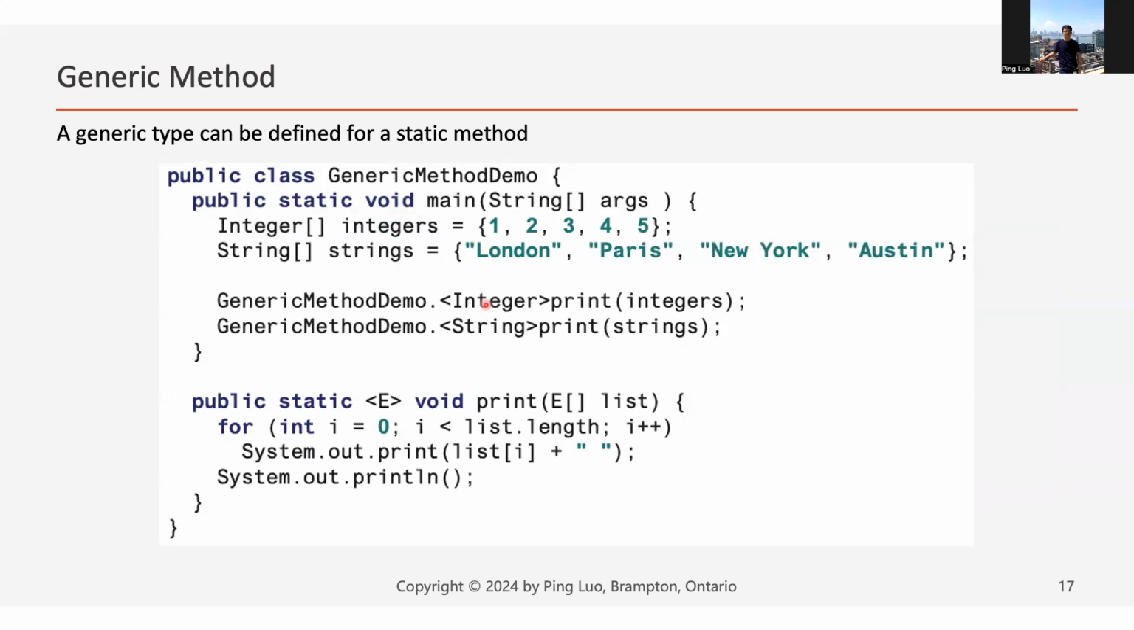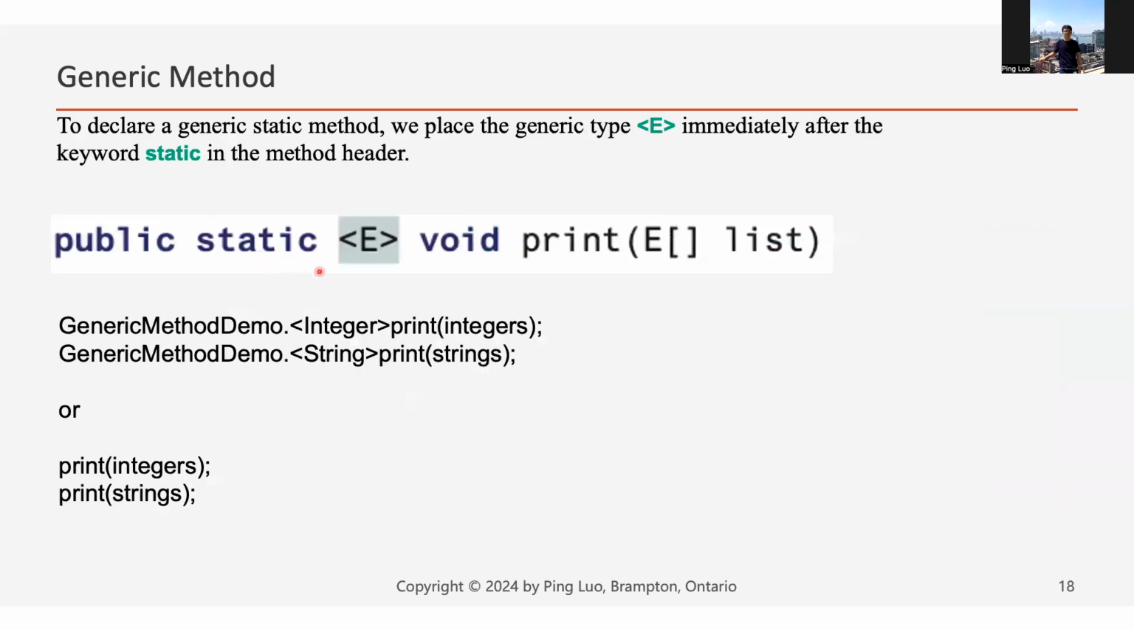This generic idea can also be defined for a static method. The format is just to put this E after the static word. And that's it. This method becomes a generic method.